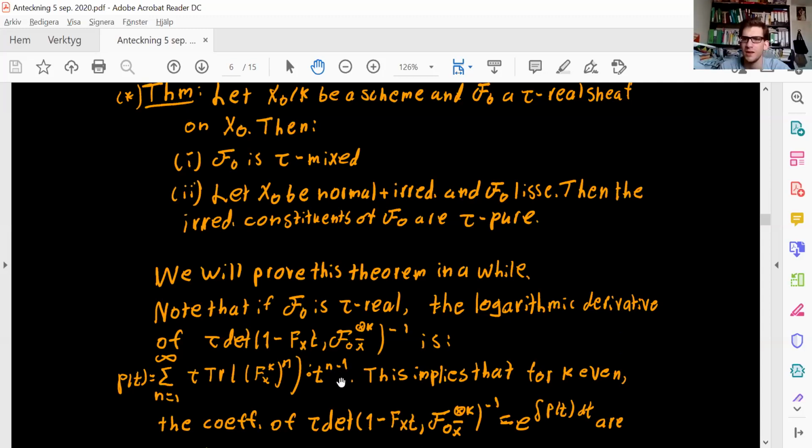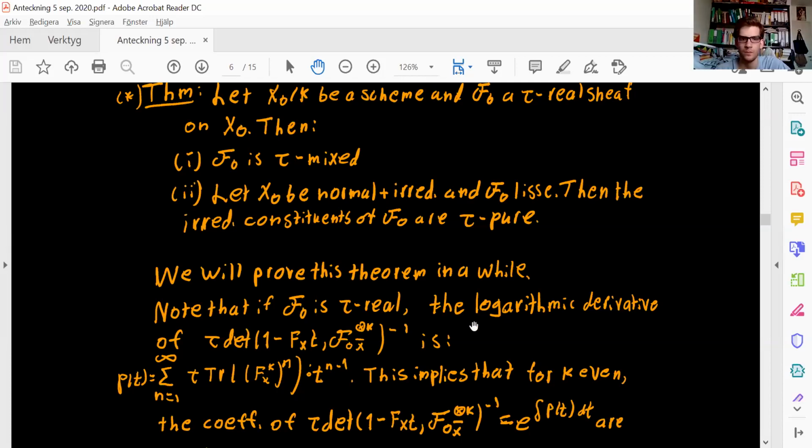Magnus, can I ask? Can you remind me what is tau mixed? So tau mixed is that you can find some filtration of your sheaf such that the quotients are pure. Ah, okay. So it's what happens if you close tau pure under extensions. Yes, that's precisely it. Okay, thank you.